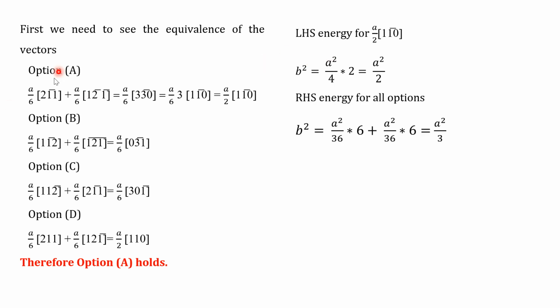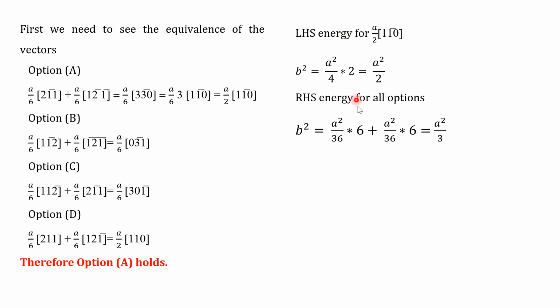So for this first term, if we are calculating, how will it become? a square by 36 into root of 2 square plus 1 square plus 1 square, that is root 6 the whole square, therefore it will become 6. Similarly for this term also, a square by 36 into 1 square plus 2 bar square plus 1 square, that is again root 6 the whole square, that also becomes a square by 36 into 6. Hence, we will get a square by 3.